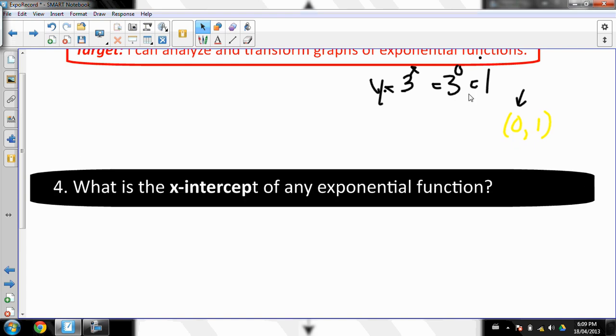What is the x-intercept of any exponential function? Well, when you graphed it, you should notice our exponential functions do not touch the x-axis. This is because our x-axis is an asymptote.